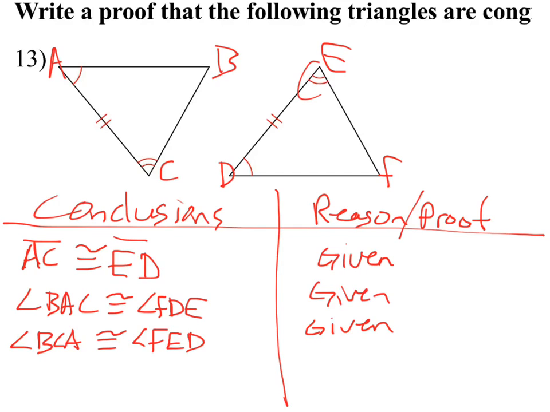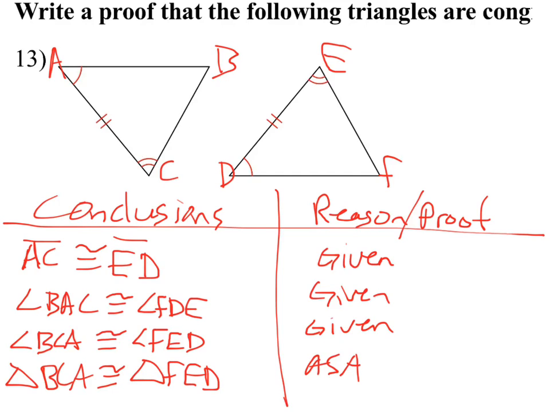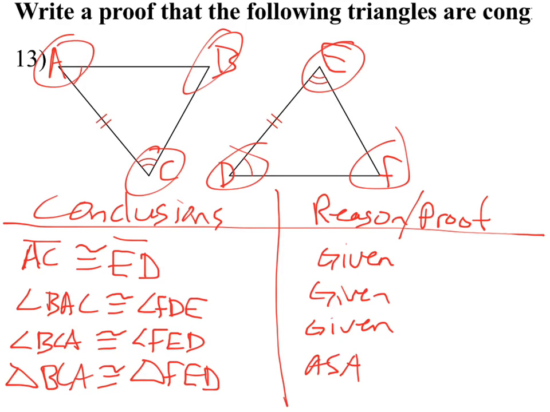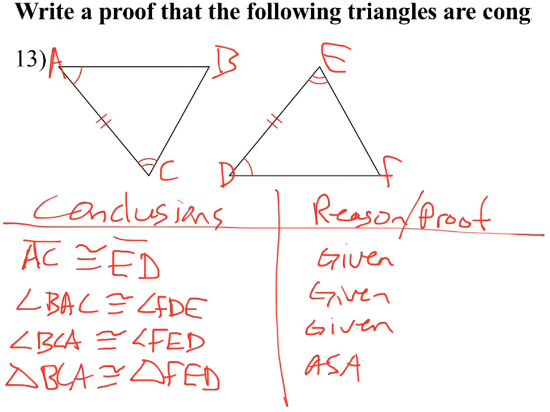And now that we have two angles matching and the side between them, we have angle, side, angle. So that's going to be the reason why those triangles are congruent. Why triangle BCA is congruent to triangle FED. And make sure those letters are in the appropriate order. So F matches with B, E matches with C, D matches with A. So when you're listing these out, make sure you put them in matching order.